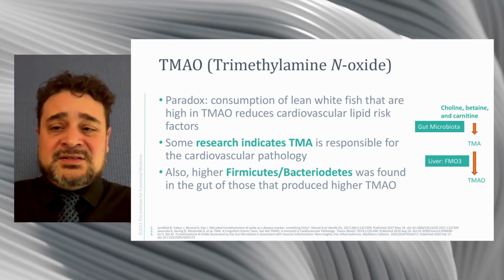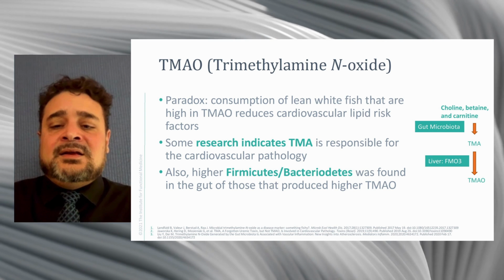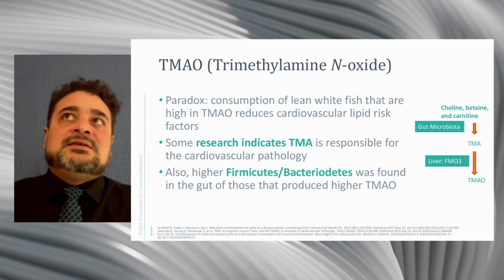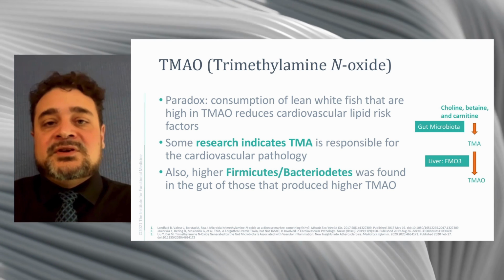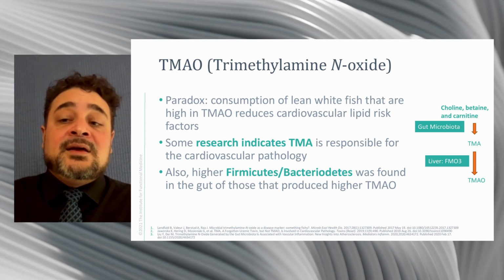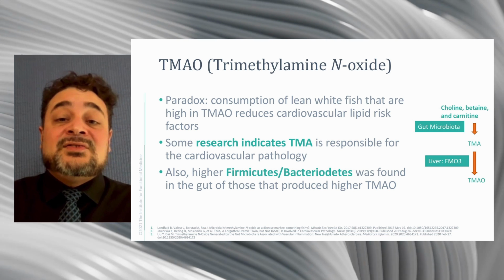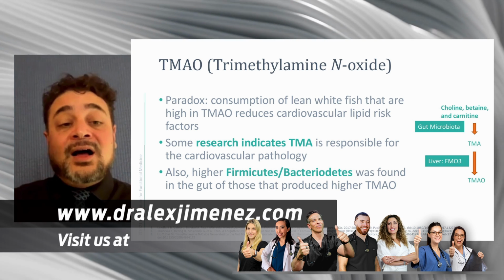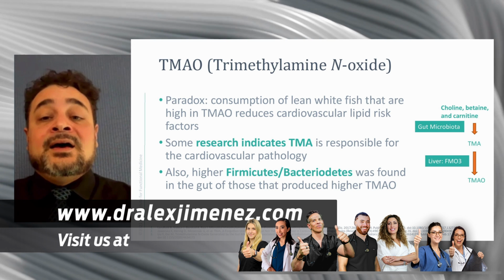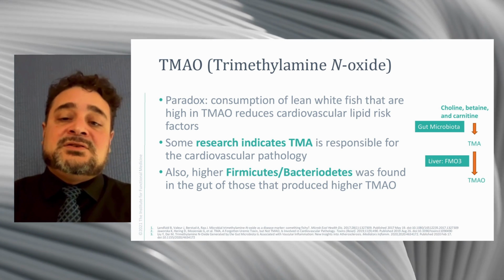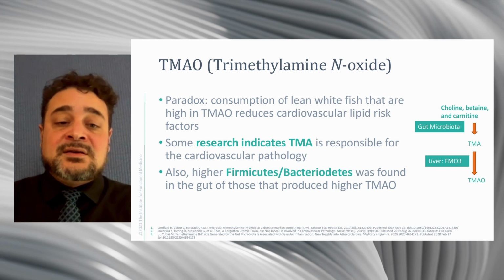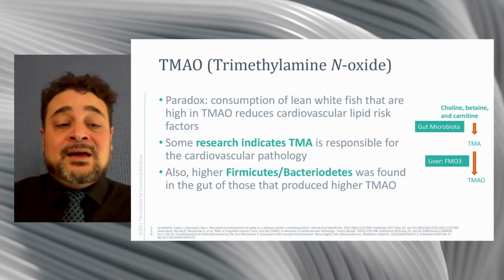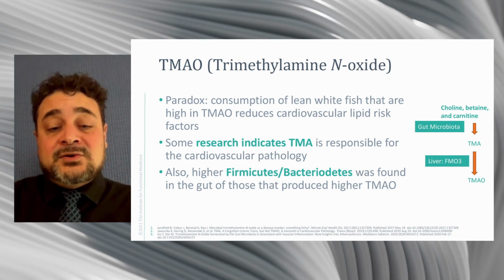Now, there's a little bit of a paradox, and I think I have an explanation. They were saying that TMAO is so bad for you, it increases the risk of cardiovascular disease, but there's a correlation between consumption of lean white fish that are really low in fatty acids and high in TMAO, and when they do that, it decreases your cardiovascular lipid risk. Some research indicates that it's not the TMAO, it's the TMA that's responsible for the cardiovascular damage.